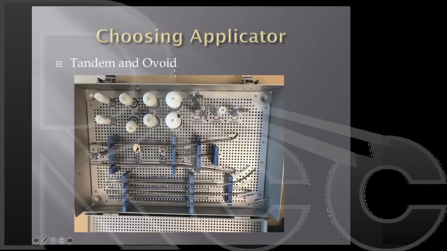Tandem and ovoids, this is the Varian tandem and ovoid kit. They come with a series of caps. It's going to be an unusual patient, at least here in the United States, that can accommodate large ovoids. But if a patient is multiparous and has had babies recently, they sometimes can accommodate large ovoids. A nulliparous woman who's never had children, many times we're stuck with small ovoids or even tandem and cylinder.